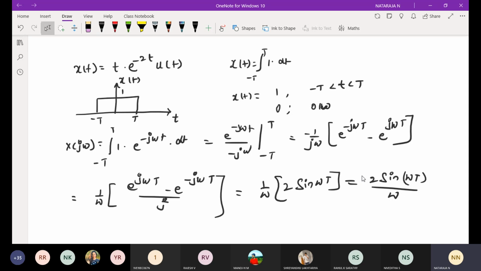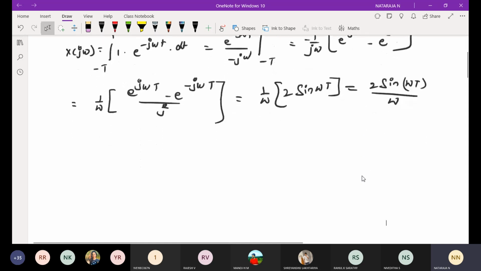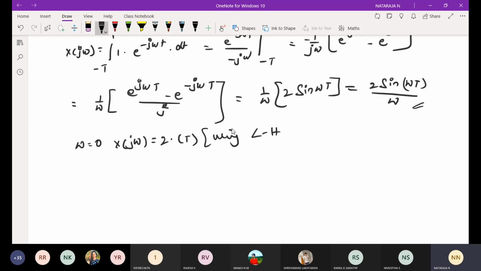Now, we got the equation. When omega is equal to 0, what is your x of j omega? I need to get this as 2 into T. How am I going to get this? I am going to get it using L'Hospital rule.